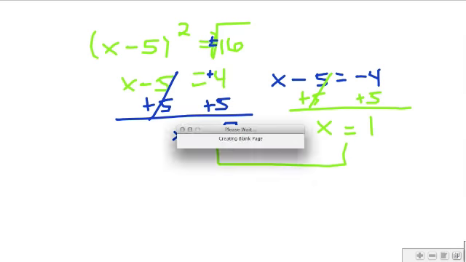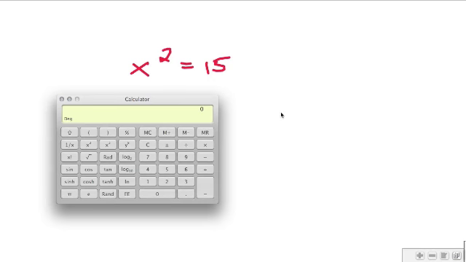What if you get one that is not a perfect square and it says to round? Well, that means something like this. We have x squared equals 15. You're going to take a calculator, and make sure your calculator has a square root symbol. All right, and I'm going to do 15 and hit that square root symbol.